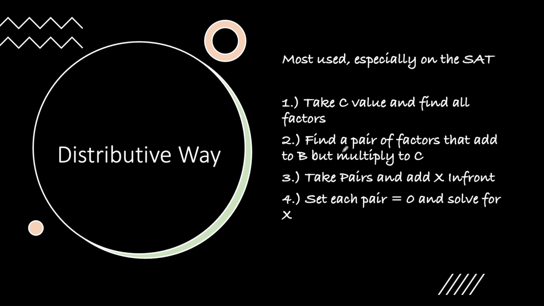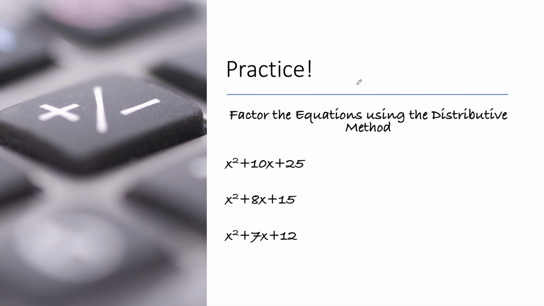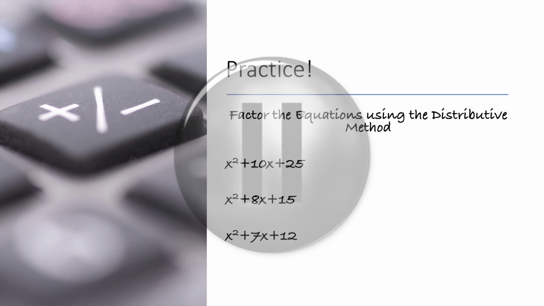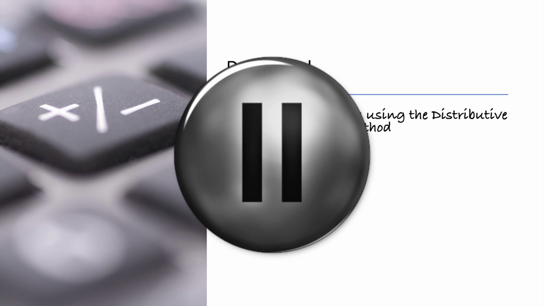Once we find these factors that add to B but multiply to C, we take those pairs and add x in front. Then we set each pair equal to 0 and solve for x. Okay, let's practice using the distributive method. For these three equations, I want you to use the distributive method to solve. Feel free to pause, and when you're done, resume.